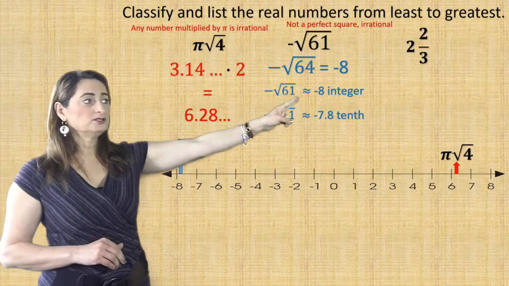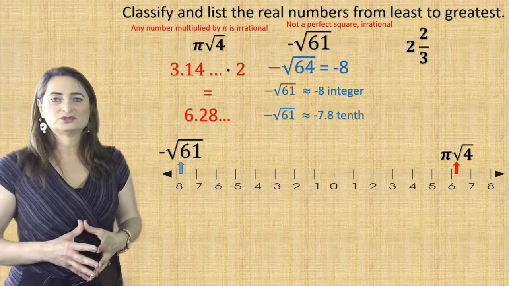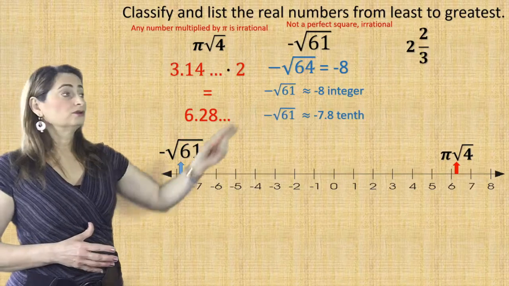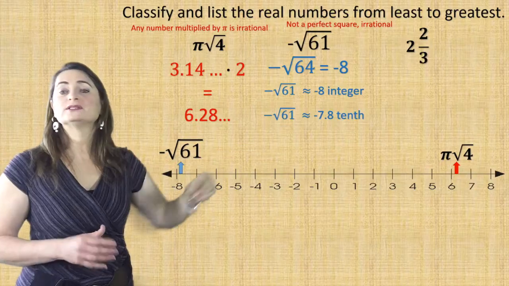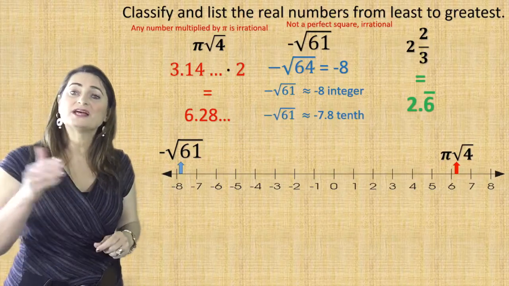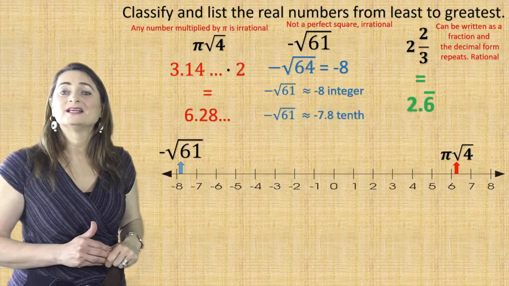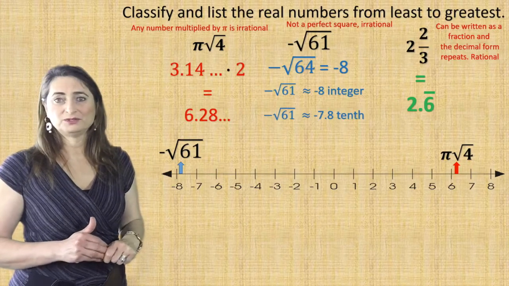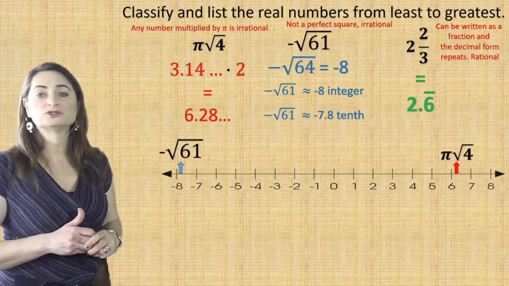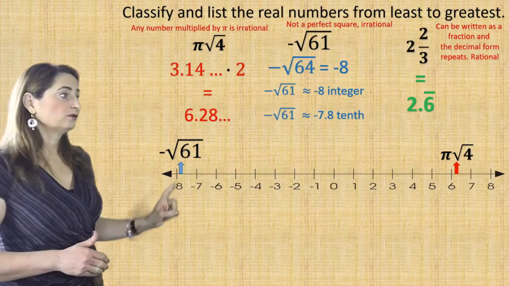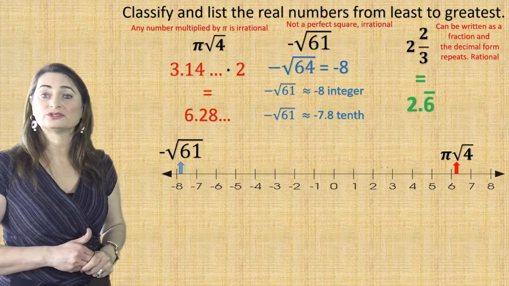Now the last one, 2 2/3. Evaluate, change that into a decimal first. 2/3 is 0.666. So the answer is 2.6 with the dash on top because that repeats. Therefore, that number is a rational number because the decimal form repeats. So where would I put 2 2/3 on the number line? Go at 2.6 and put that number 2 2/3.